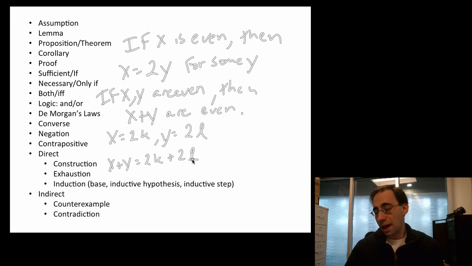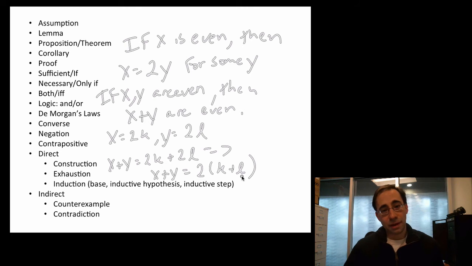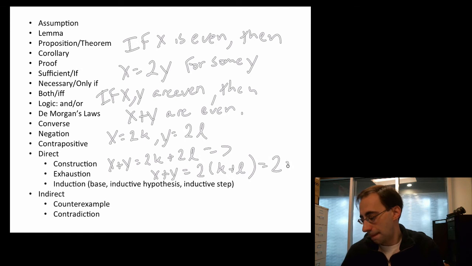Now what do we do? Well, that implies that x plus y equals 2 times (k plus l) by the distributive property. We're assuming x and y are real numbers. Well, k plus l is another number. Let's call it m. But now we've said x plus y is equal to 2 times another number, which means x plus y is even by definition, and we're done.